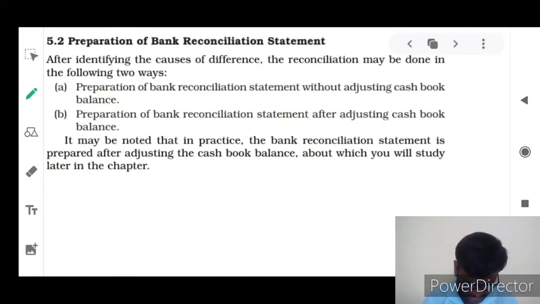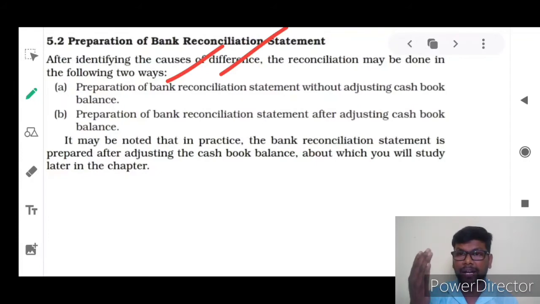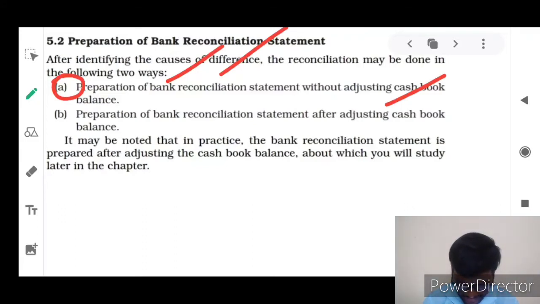The next one, preparation of the bank reconciliation statement. How are we preparing it? After identifying the causes of differences, after identifying what kind of difference we met, the reconciliation may be done in the following two ways. Two ways are there to reconcile or tally both balances, the bank column of the cash book and the bank passbook. The first one is preparation of the bank reconciliation statement without adjusting the cash book balance. Definitely the question will be asked from this one, because it is most important compared to the next one: preparation of the bank reconciliation statement after adjusting the cash book balance. After adjusting the cash book balance, we are going to discuss it one by one.